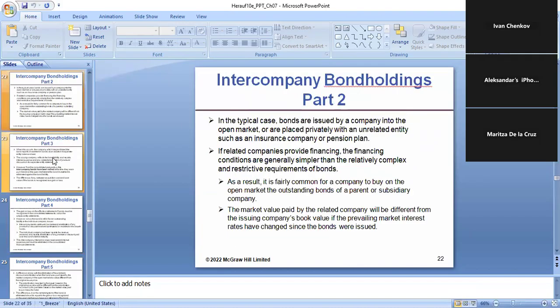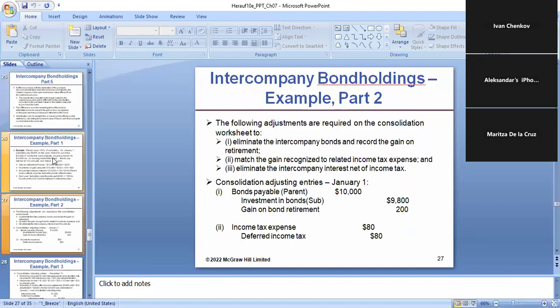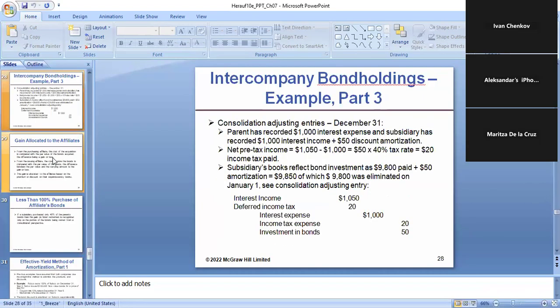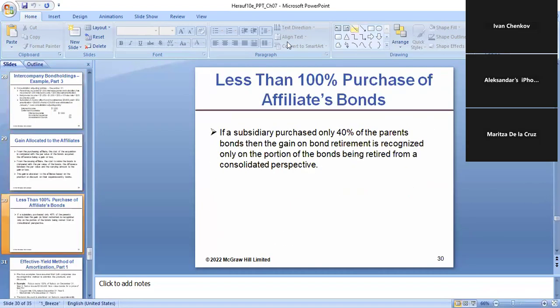Next thing, the intercompany bond holding. I'm not going to spend time on this because that's not going to be examinable. So once you finish your midterm, the consolidation is over. Now the next thing that I want you to see is chapter 8.